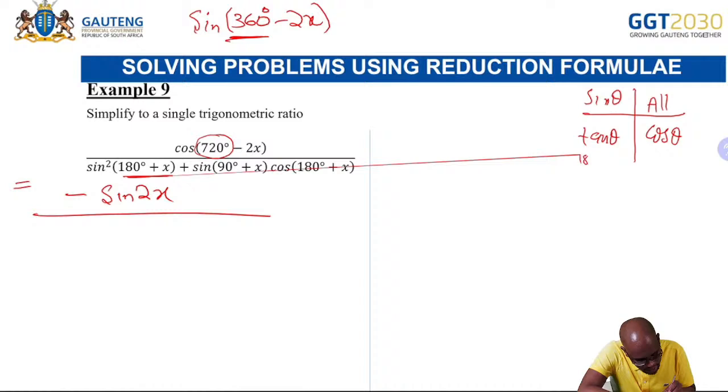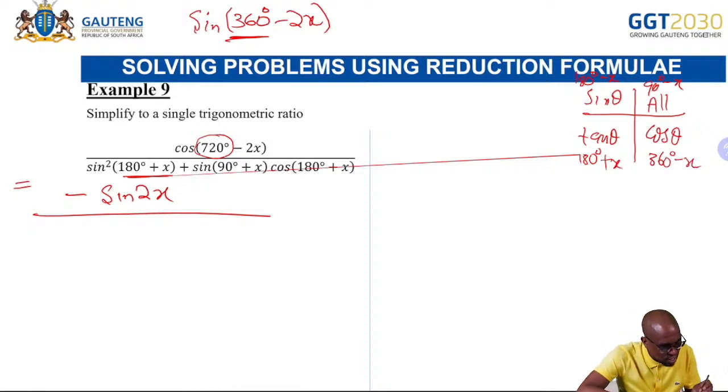This is 180 degrees plus x. This is 180 degrees minus x. This is 90 minus x. This is 360 degrees minus x. Now, if you check 180 plus, it's in the third quadrant. And in the third quadrant, sine is negative.